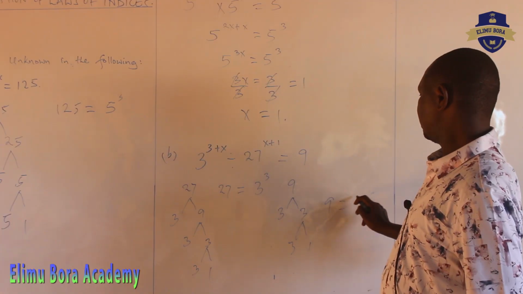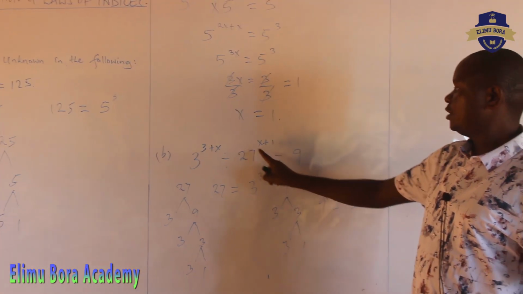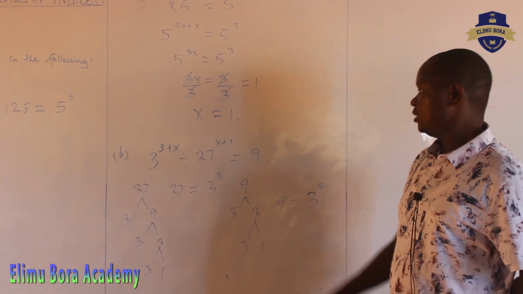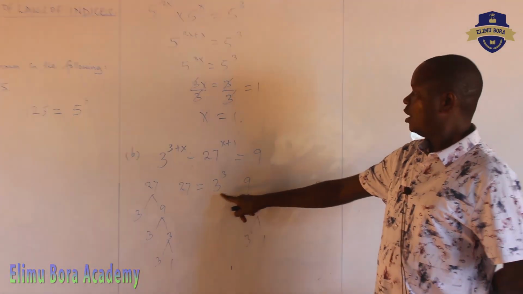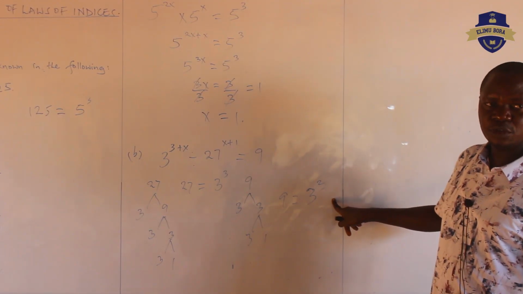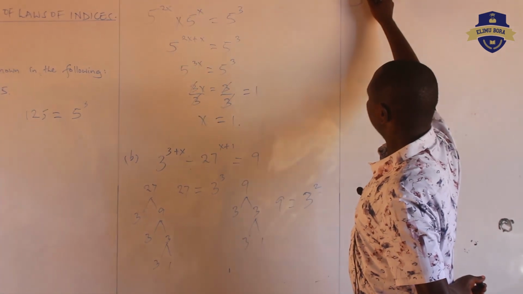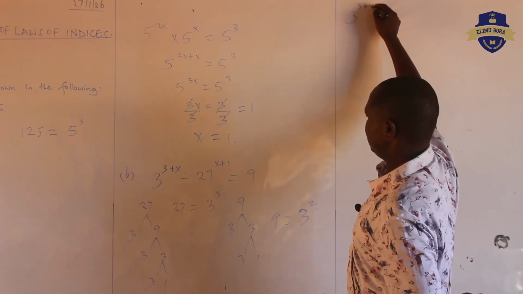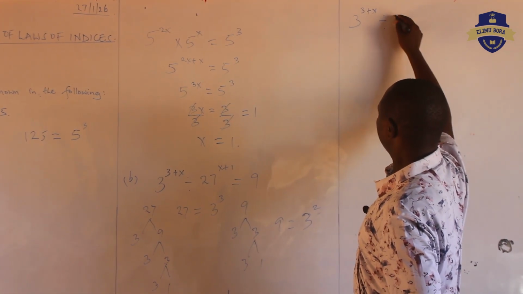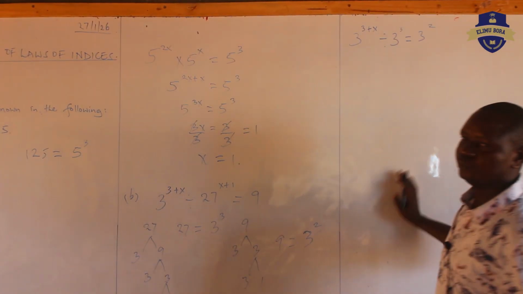So 9 can be what? 3 power 2. Sawa? So where there is 27, tuna substitute na nini? 3 power 3. And where there is 9, we substitute what? 3 power 2. Sawa? So it's going to be 3 into 3 plus x divided by 3 power 3 is equal to 3 power 2.